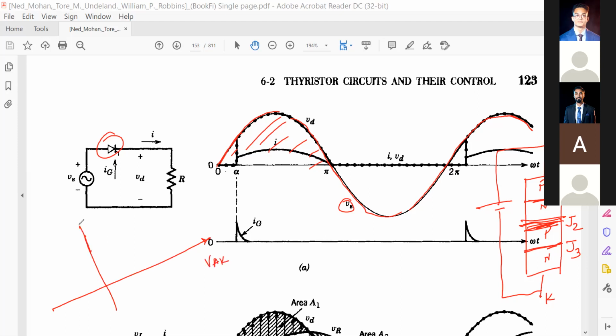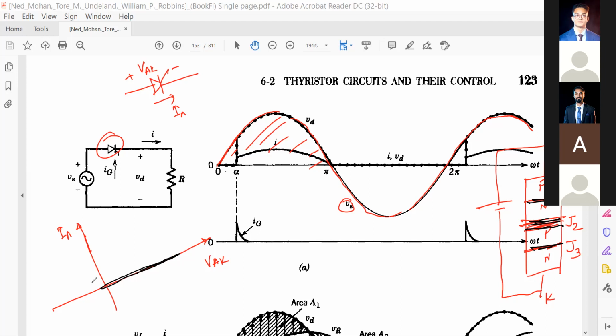So if we go to the IV characteristics of your thyristor, suppose this is your IA and this is your VA. If we apply a positive voltage, this junction is forward biased, this junction is forward biased, but this junction is becoming more and more reverse biased, right? So there should not be any current through your thyristor; the current would be zero.